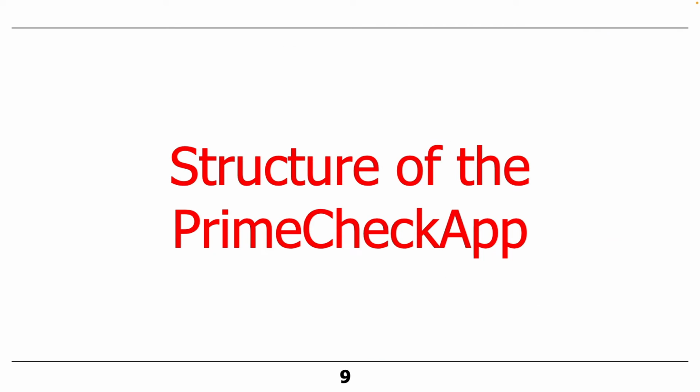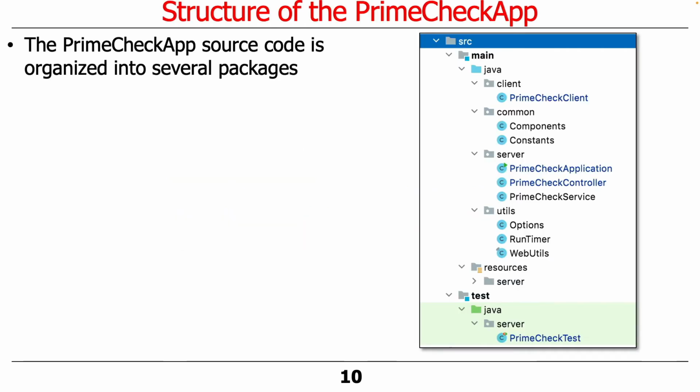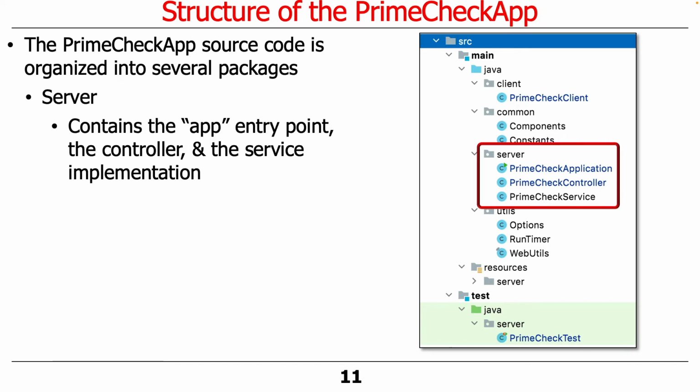You'll see that most apps written using the Spring WebMVC framework have a structure sort of like this. The PrimeCheckApp source code is organized into several packages. This is just looking at my package viewer in the IDE. There's the server package, and that contains three things. This is very common when you write this type of application using Spring. There's something called the PrimeCheck application, which is the entry point into the entire application. This is a so-called monolithic application. We'll talk about what that means later. It means everything is running in one process.